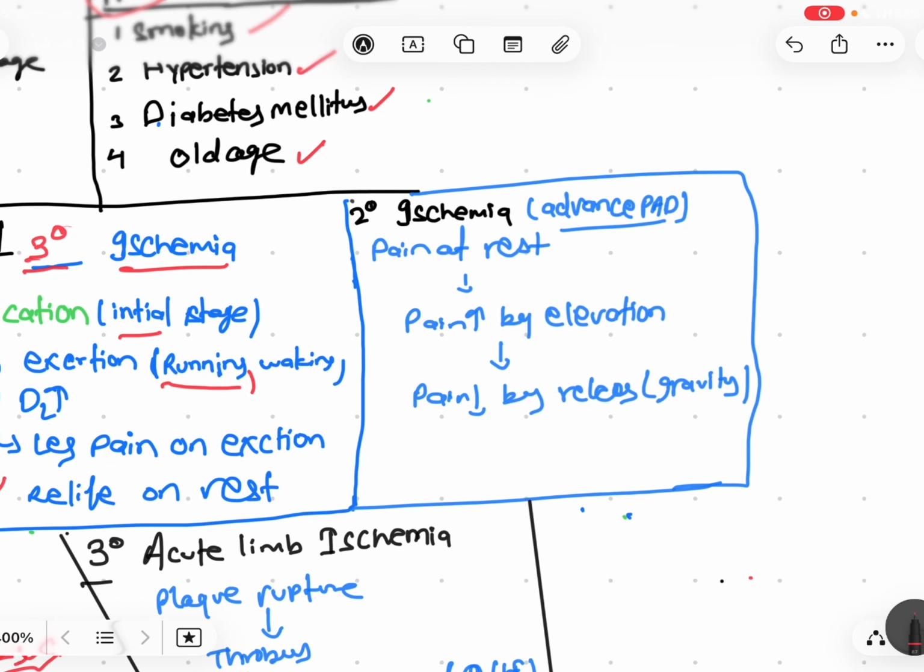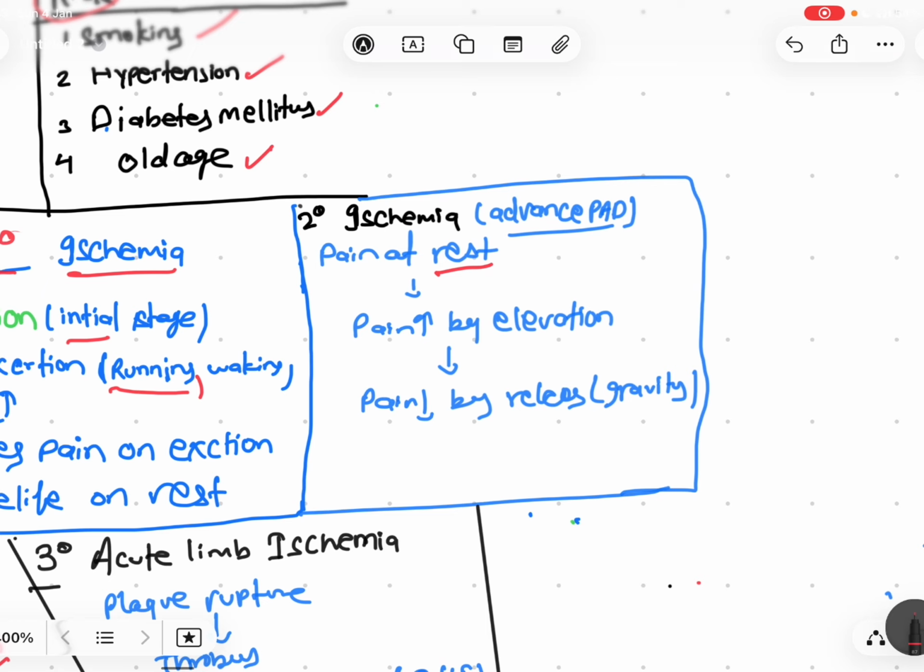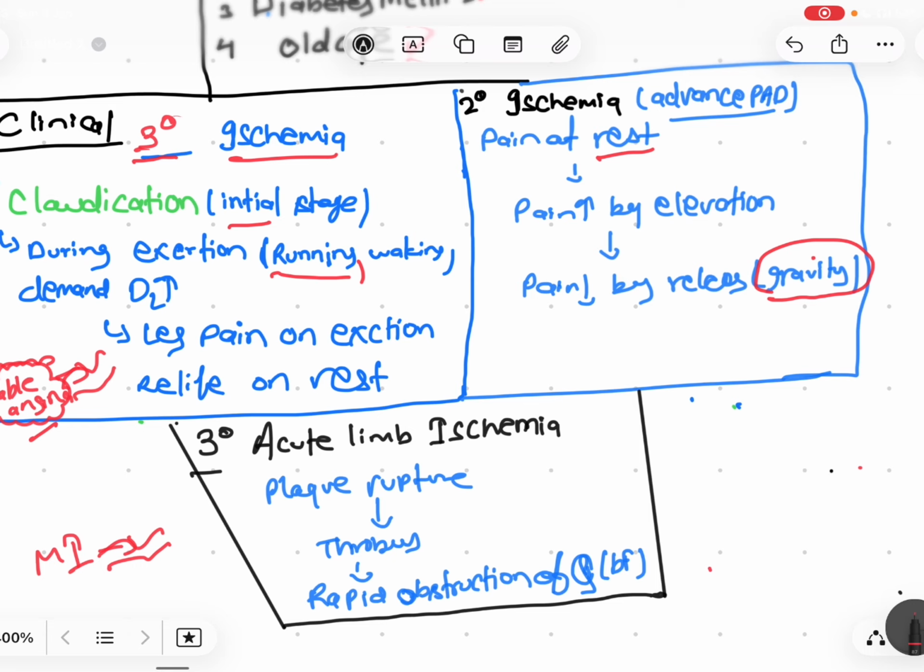If we look at the second degree of ischemia, also known as advanced PAD, there is also pain at rest. Pain increases with elevation and decreases when we relax our legs. Basically because of gravity. Here, there is no biological reason, only gravity is the reason.